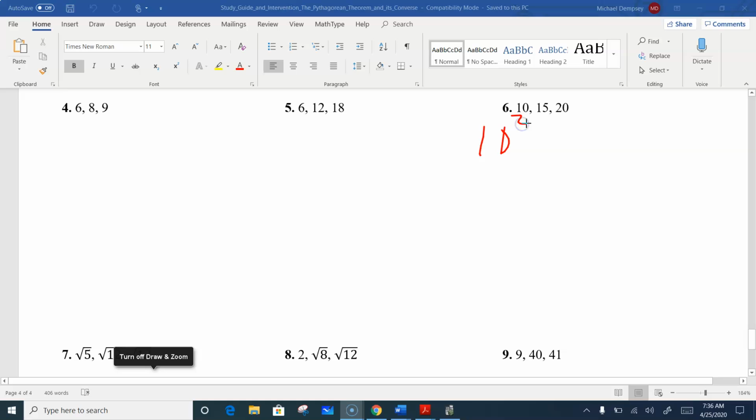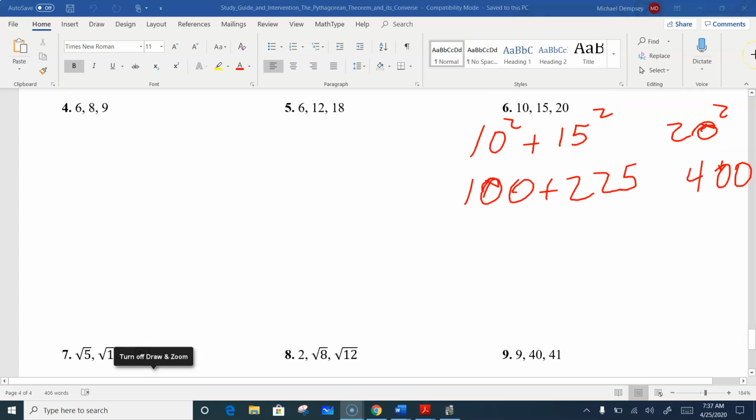We take 10 squared plus 15 squared, and we're going to compare that to 20 squared. So 10 squared is 100. 15 squared is 225. That's going to add to 325. We've squared 20 several times today. That's 400. So what we find here is that this side is bigger than what we'd expect with Pythagorean theorem. When that hypotenuse gets bigger than a 90-degree angle, this would be an obtuse triangle.